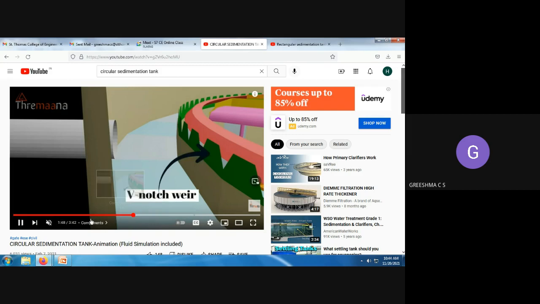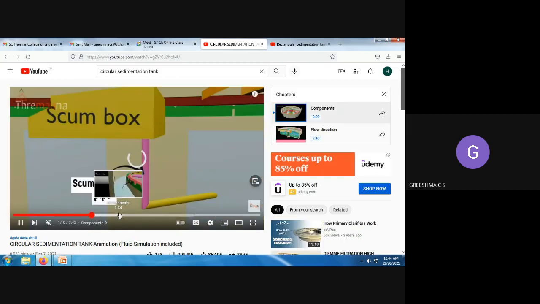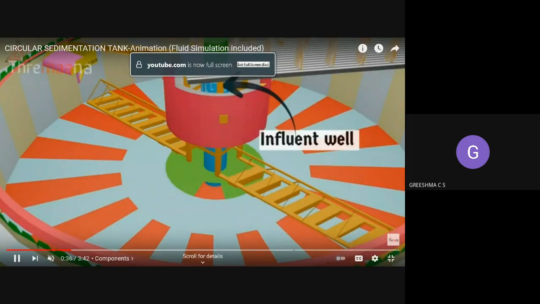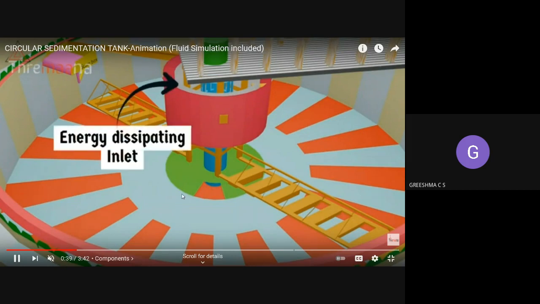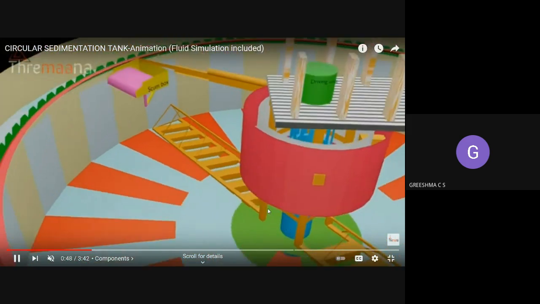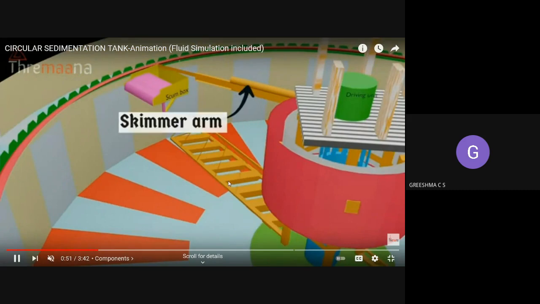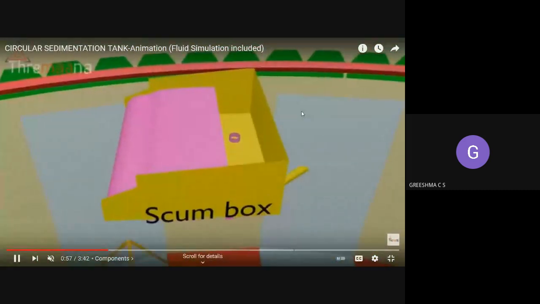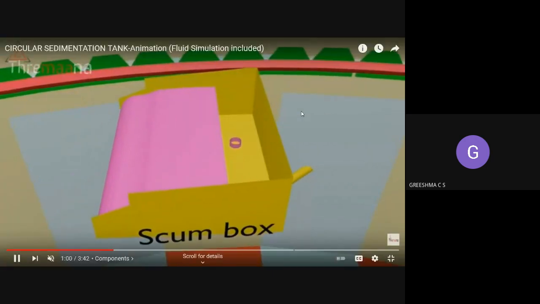To maintain this radial flow, you can see here, there is a girder that maintains the radial flow. This girder will be rotating. I think that's enough.